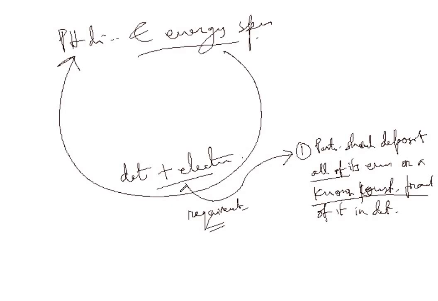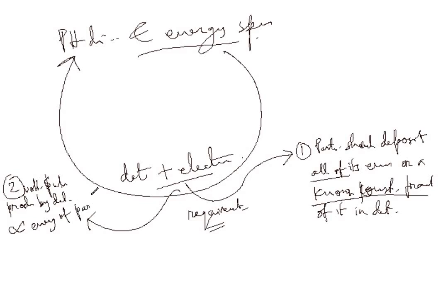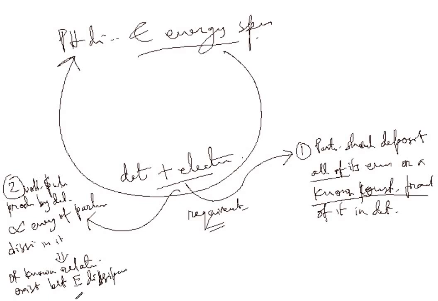What is the next requirement? The next requirement is that the voltage pulse produced by the detector must be proportional to the energy of the particle dissipated in it, or at least again a known relationship should exist between the energy dissipated and the pulse height.